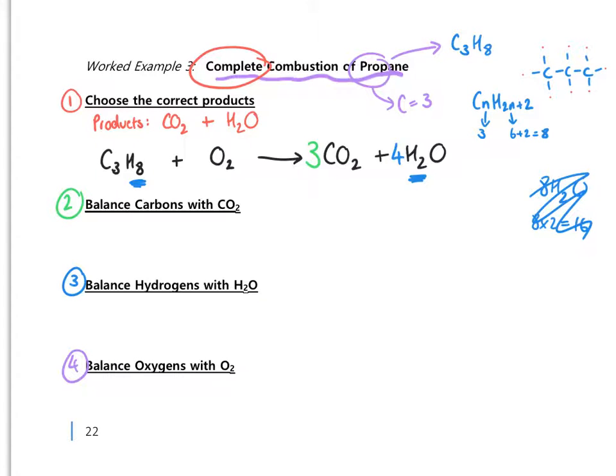Now this next step is probably the most tricky one, but you just have to be careful with it. The next stage is to balance the oxygens with O2. In order to do that, first of all, I need to count up how many oxygens I have on the right hand side now with my new balancing numbers. Within carbon dioxide, I have 3 times 2, which is 6 oxygens. Within my water, I have 4 multiplied by 1 this time, which is 4 oxygens. The plus sign in between these formulas means I need to add up my oxygens. So I have 6 plus 4, which is 10 oxygens in total.